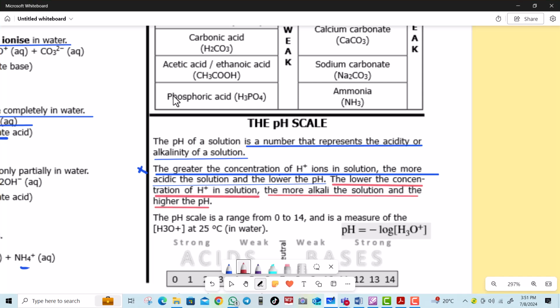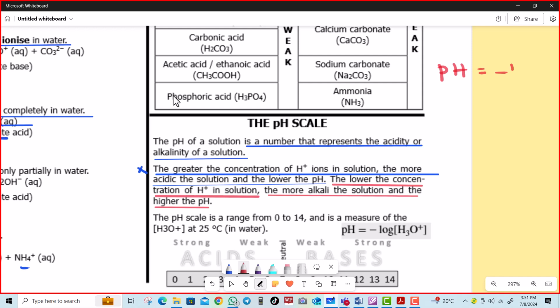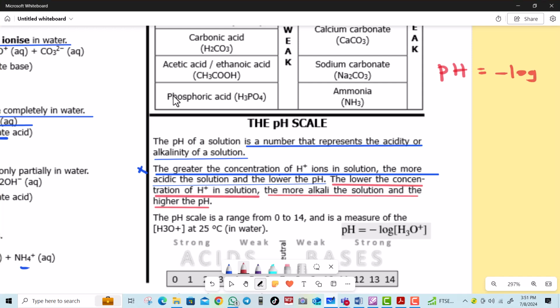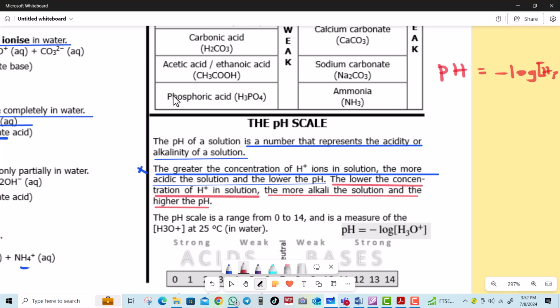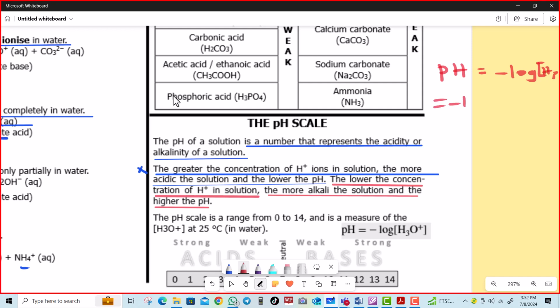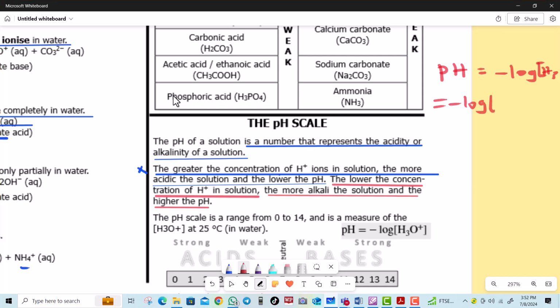Now the pH scale ranges from 0 to 14 and is a measure of the hydrogen ion concentration at 25 degrees Celsius in water. Now we have got a formula, and we're going to see the calculations. Our pH is given by the negative log of the hydronium ion concentration, that's H3O+.